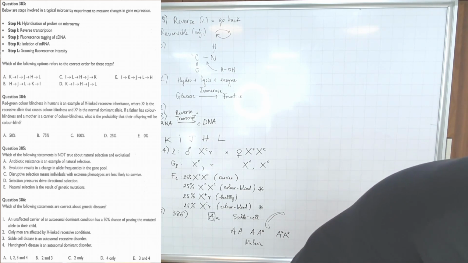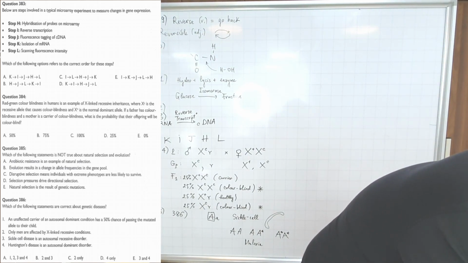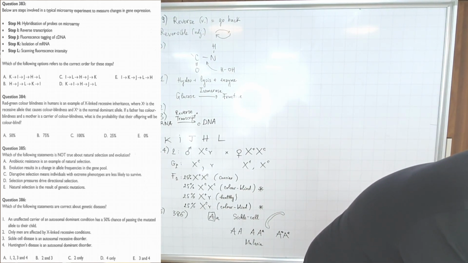Okay, Huntington disease is an inherited disorder that causes nerve cells or neurons in part of the brain to gradually break down and die.